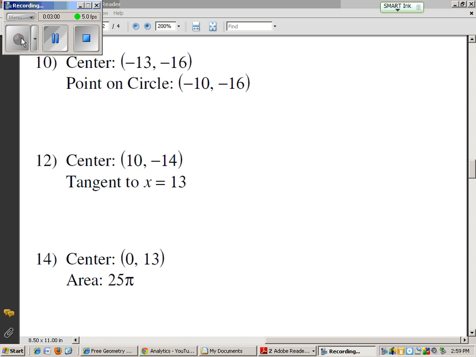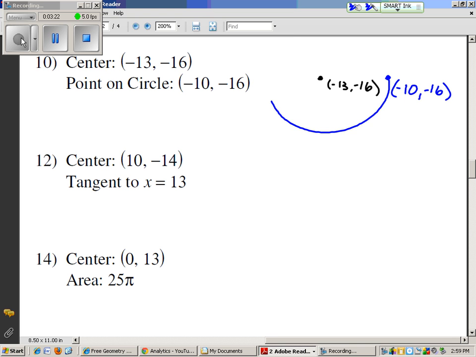All right, let's take a look at number 10. So if I've got a circle and the center is at the point negative 13, negative 16, and then there's another point that is at the point negative 10, negative 16, then this is the circle we're talking about here. Well, it looks like I can find my radius because it hasn't gone up or down. The y value is still the same.